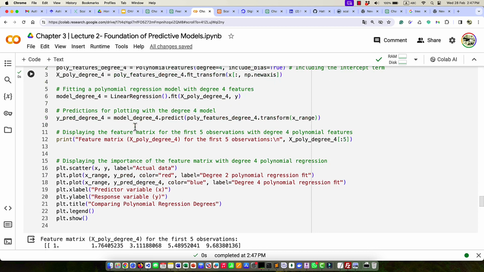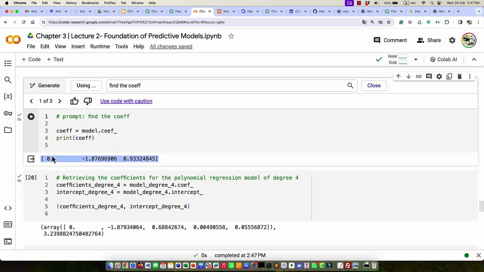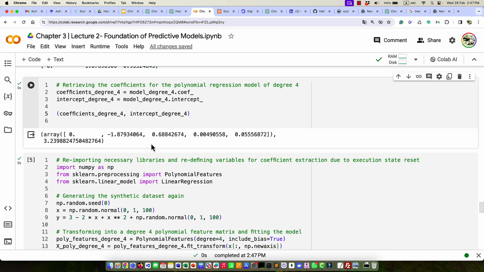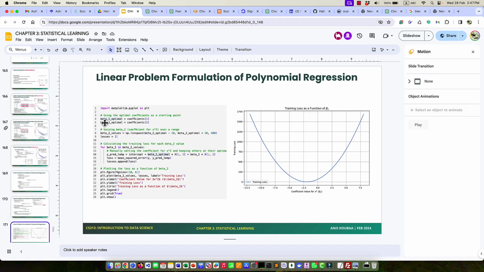Look, here I have degree 4, and I have degree 2, the above one. Then you have both of them. So these are the coefficients, the optimal coefficients. Now, when you see here, beta 1 optimal coefficient, this is for the second order. So I have calculated them, and they are available at coefficient 1 and coefficient 2.